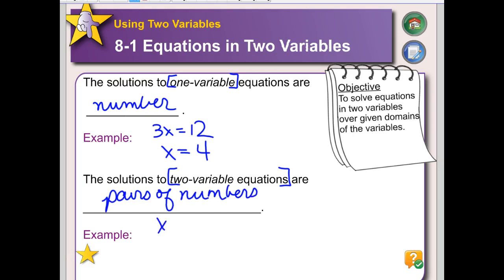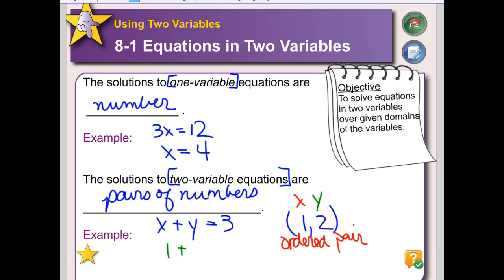Now, example, okay? Let's say I said x plus y equals 3. Can you think of a pair of numbers? Yes. Okay, and we get something like this, 1 and 2. Now remember, back in Math Past, when we had something like this, we called it an ordered pair. Okay, my first entry in my ordered pair is my x value, and the second entry in my ordered pair is a y value. So we plug them in, 1 plus 2 equals 3.